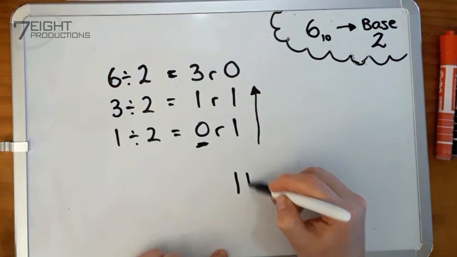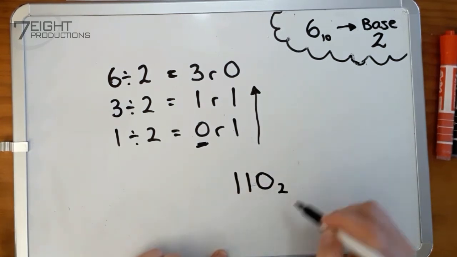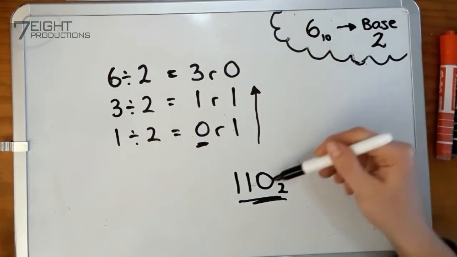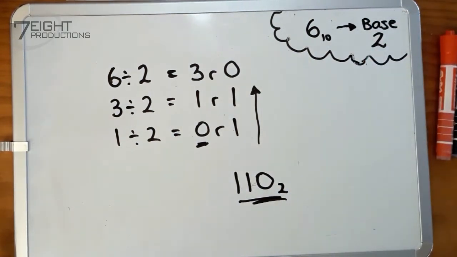So we have 1, 1, 0, base 2. Final answer. 6 in a base 10 system is equal to 110 in a base 2 number system. And you can watch the last video and check any of these numbers and see that they're matching up.